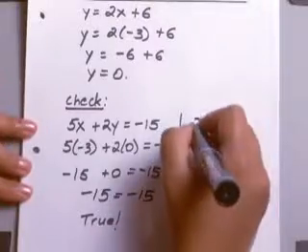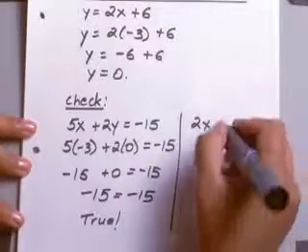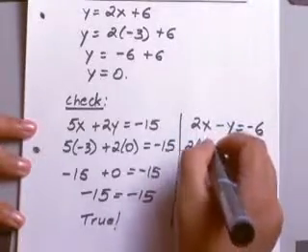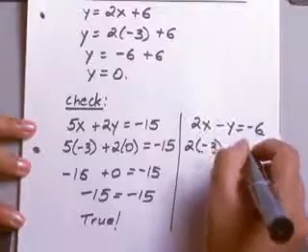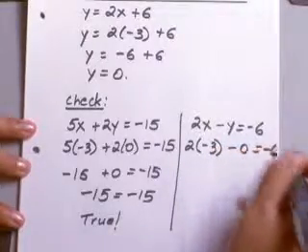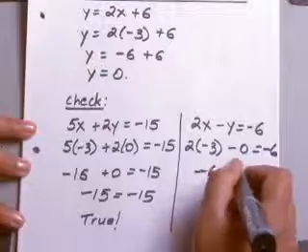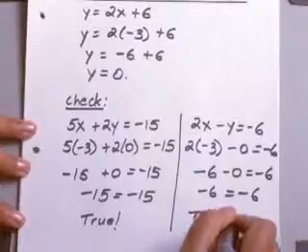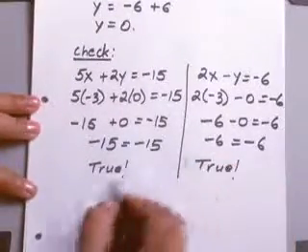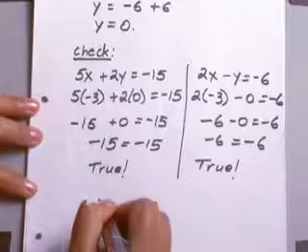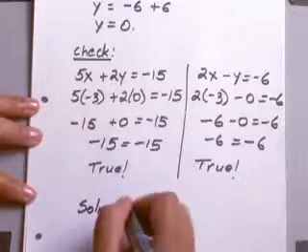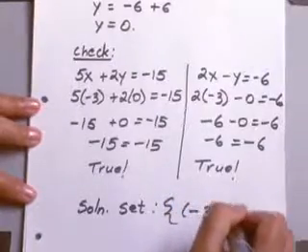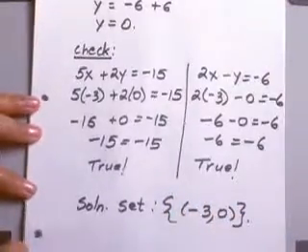We'll do the same thing for our second equation. Your second equation was 2x minus y equals negative 6. Substitute x with negative 3, y with a 0. And again, we end up with a true statement here. And now we can conclude that since the ordered pair negative 3, 0 satisfies both equations, it will be our solution set. Alright, and there you have it.